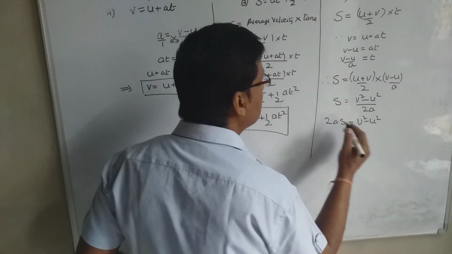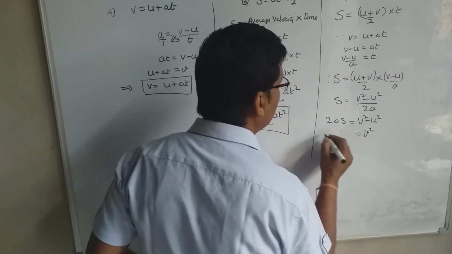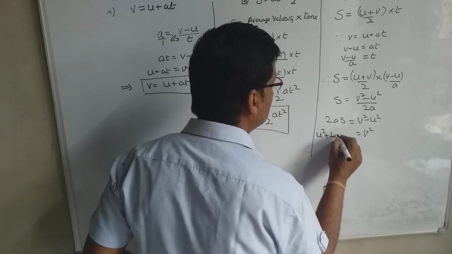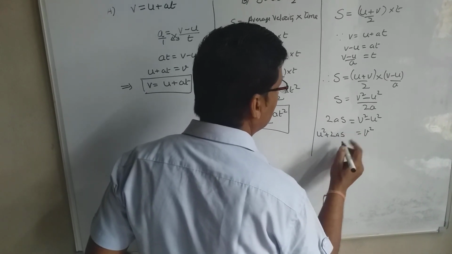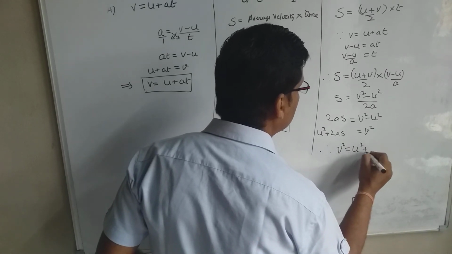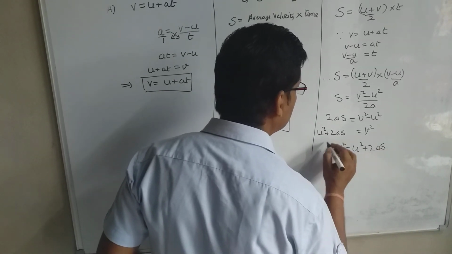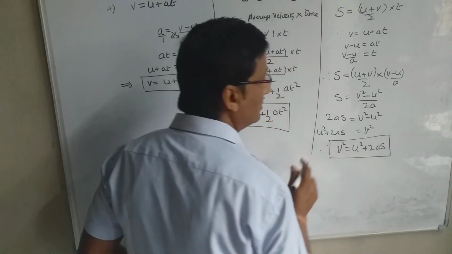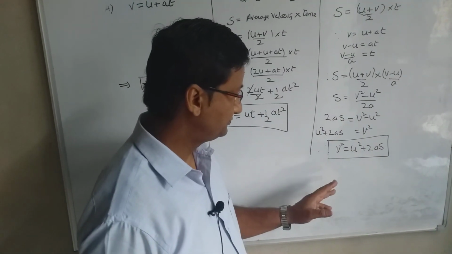Now taking this U this side, V square will be equal to U square plus 2AS. This implies that V square equals U square plus 2AS. This is your third equation of motion.